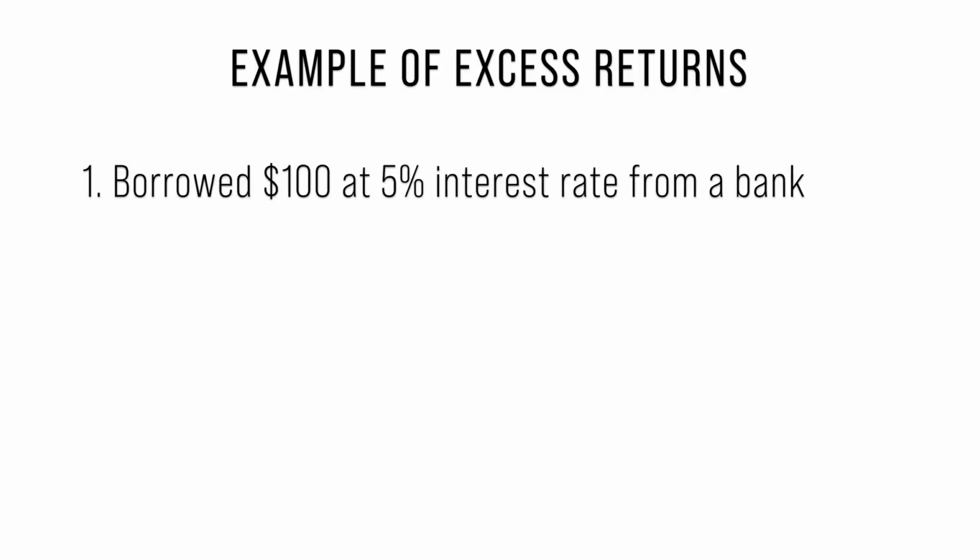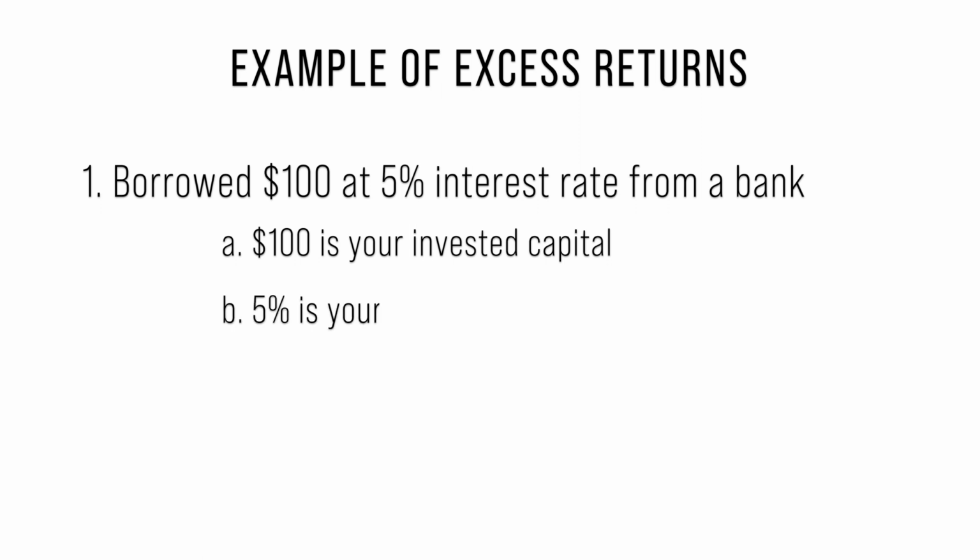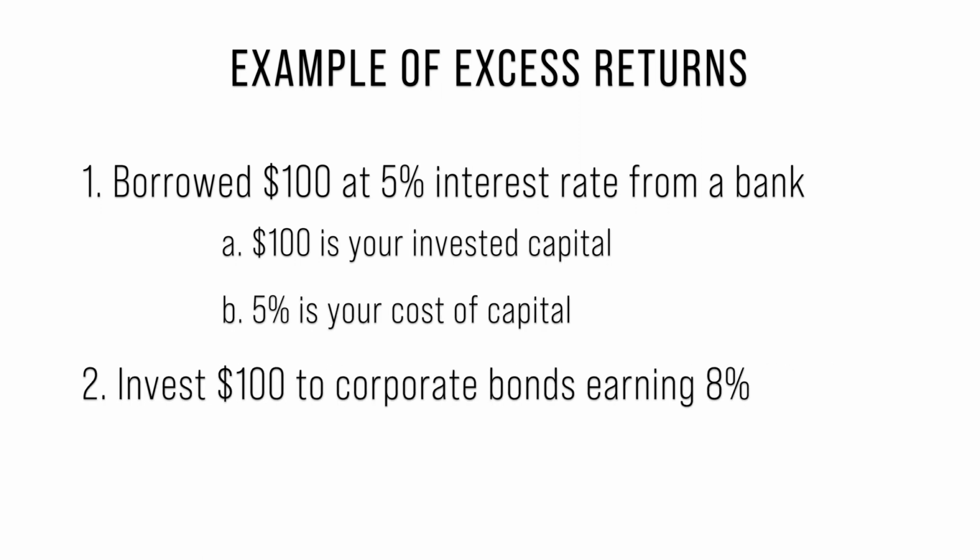To understand excess returns, imagine a simple situation. You borrowed $100 from a bank, charging you a 5% interest rate. Think of $100 as your invested capital, while 5% is your cost of capital. You are thinking of investing this money into corporate bonds. If corporate bonds earn you 8%, you will earn 3% in excess returns. Anything below 5% is unprofitable.